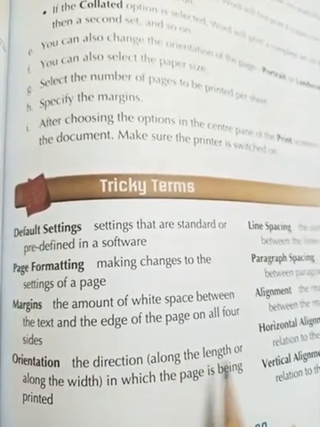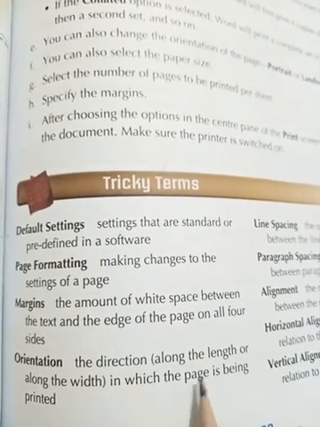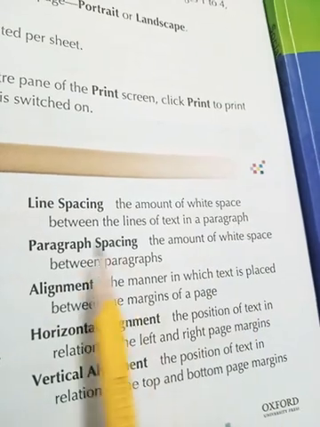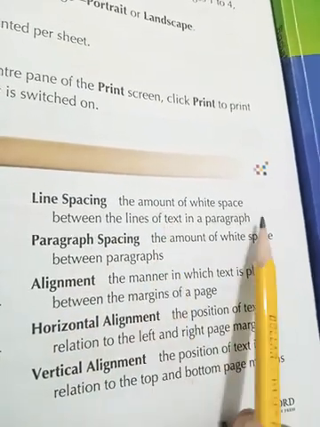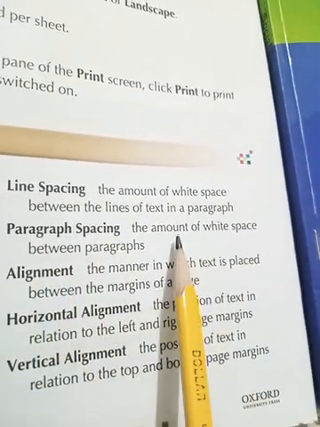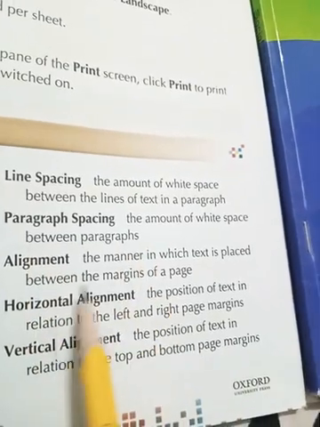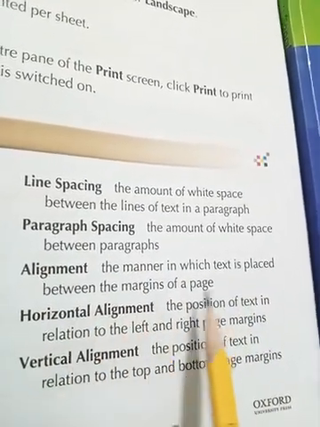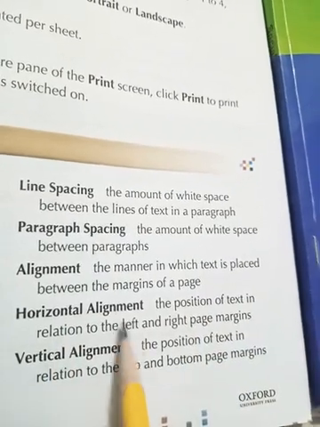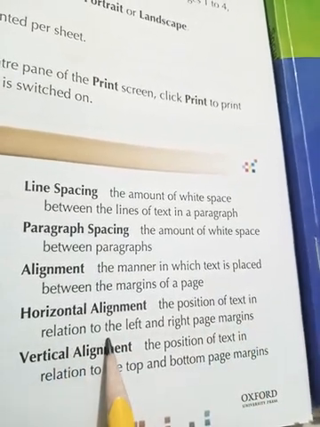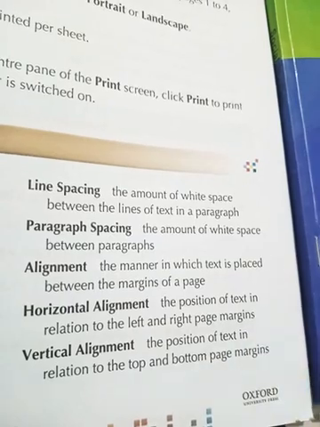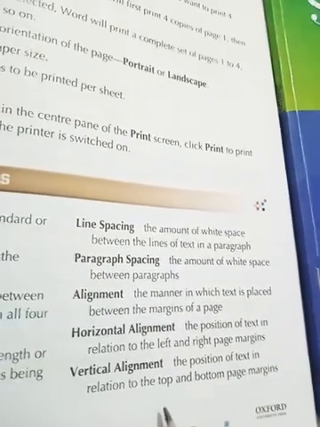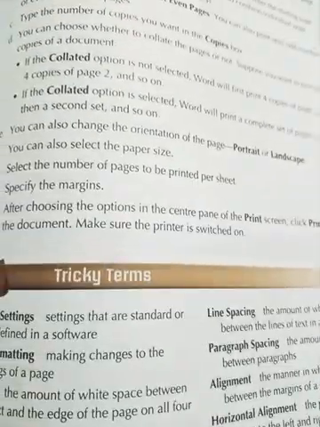Orientation, the direction along the length or along the width in which the page is being printed. Line spacing, the amount of white space between the lines of text in a paragraph. Paragraph spacing, the amount of white space between paragraphs. Alignment, the manner in which text is placed between the margins of a page. Horizontal alignment, the position of text in relation to the left and right page margins. Vertical alignment, the position of text in relation to the top and bottom page margins.